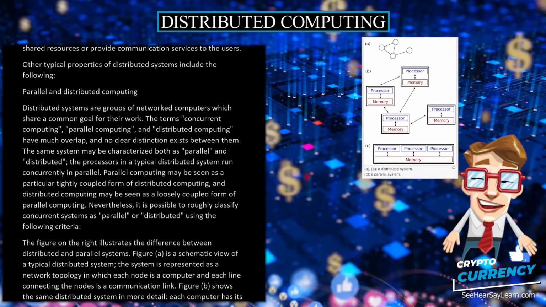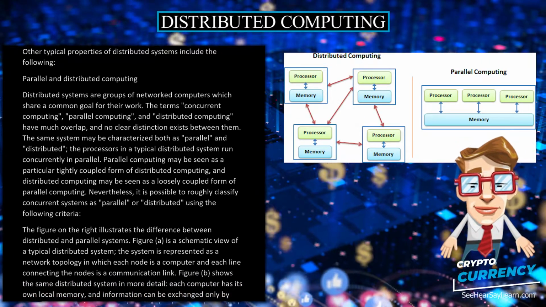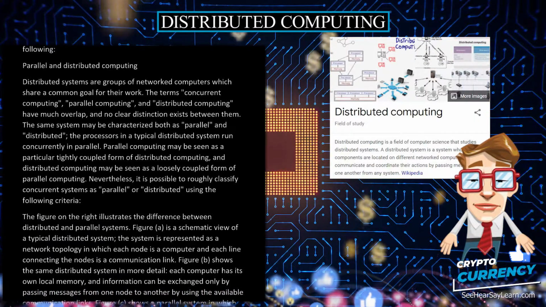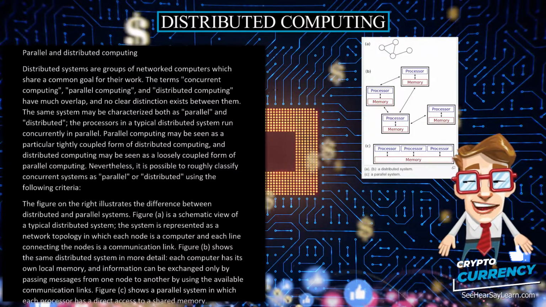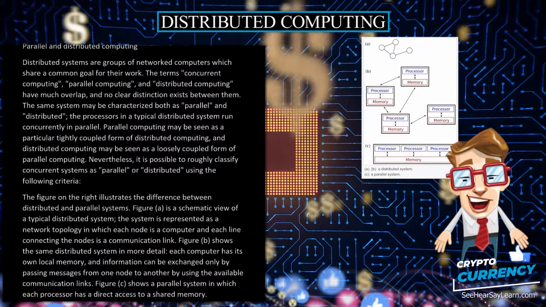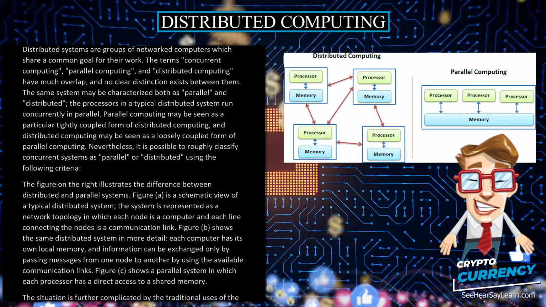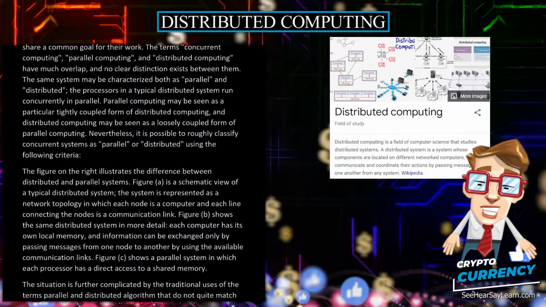Parallel computing may be seen as a particular tightly coupled form of distributed computing, and distributed computing may be seen as a loosely coupled form of parallel computing. Nevertheless, it is possible to roughly classify concurrent systems as parallel or distributed using the following criteria. The figure on the right illustrates the difference between distributed and parallel systems.